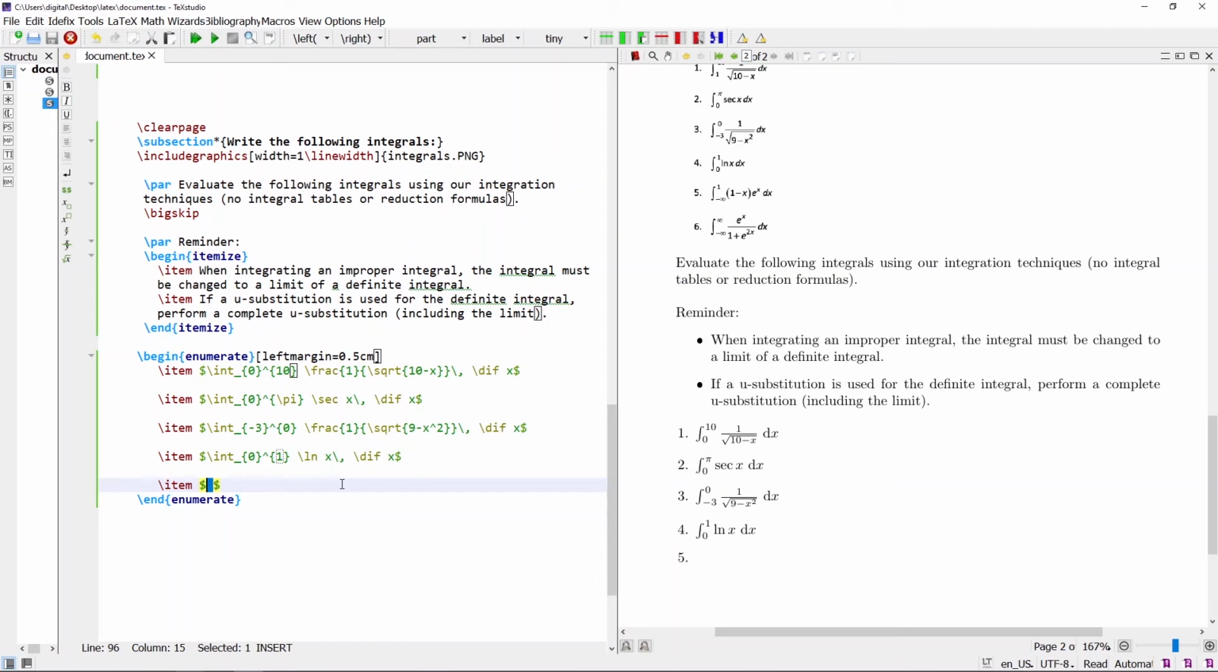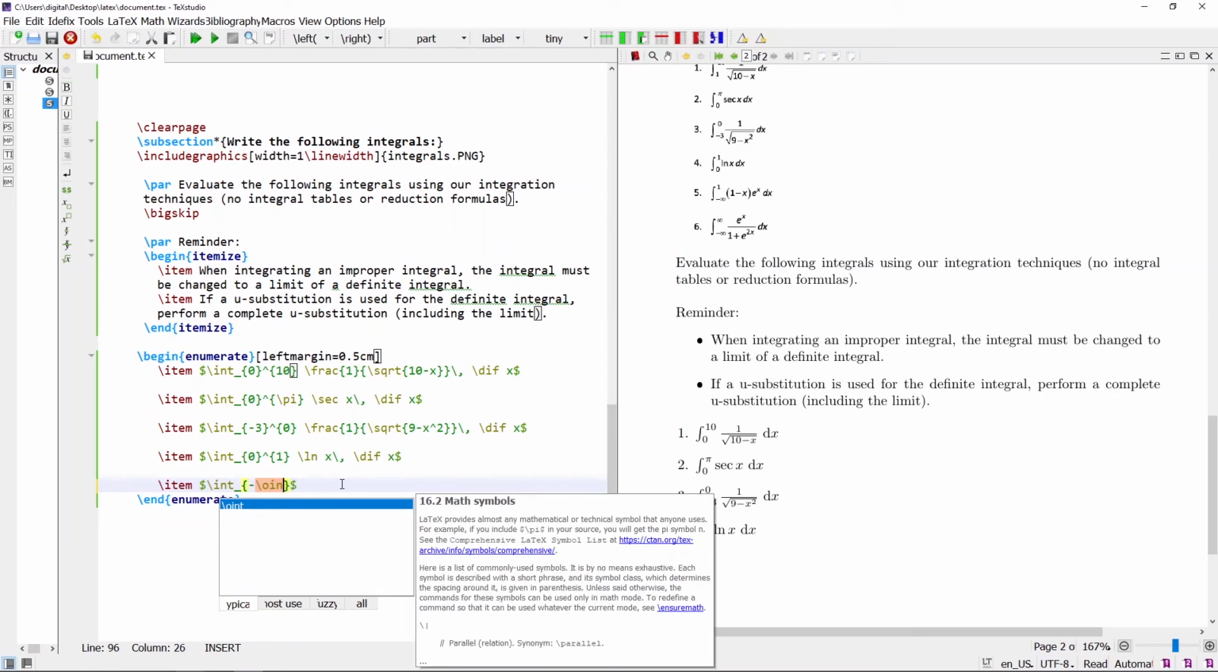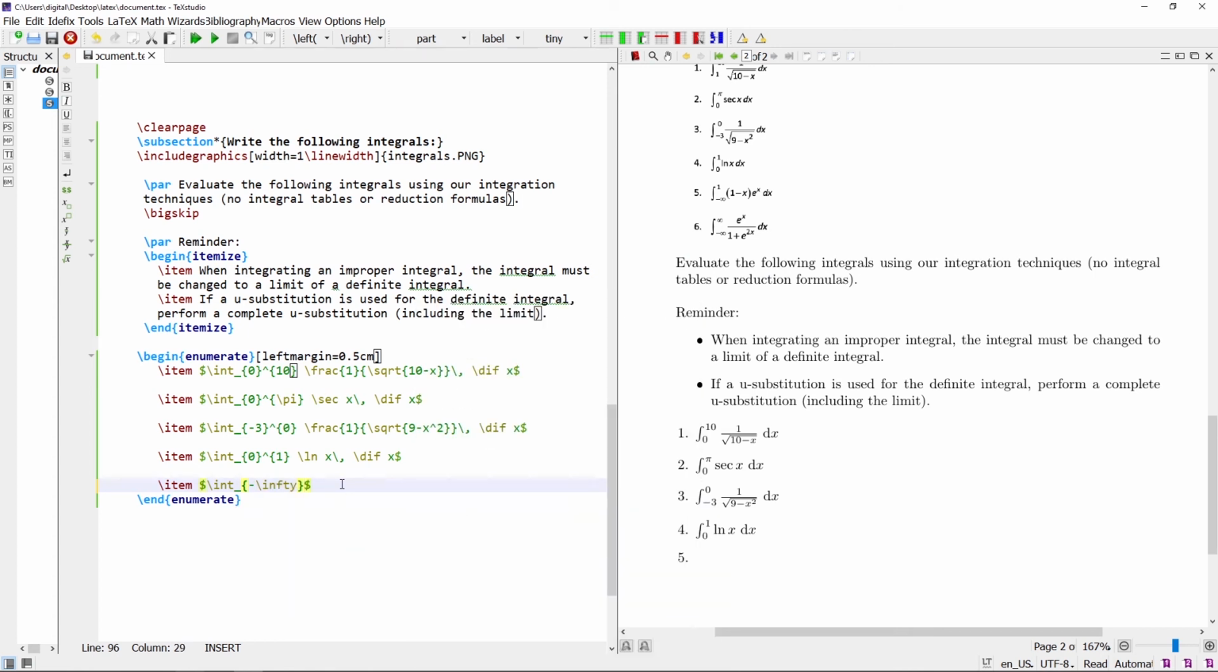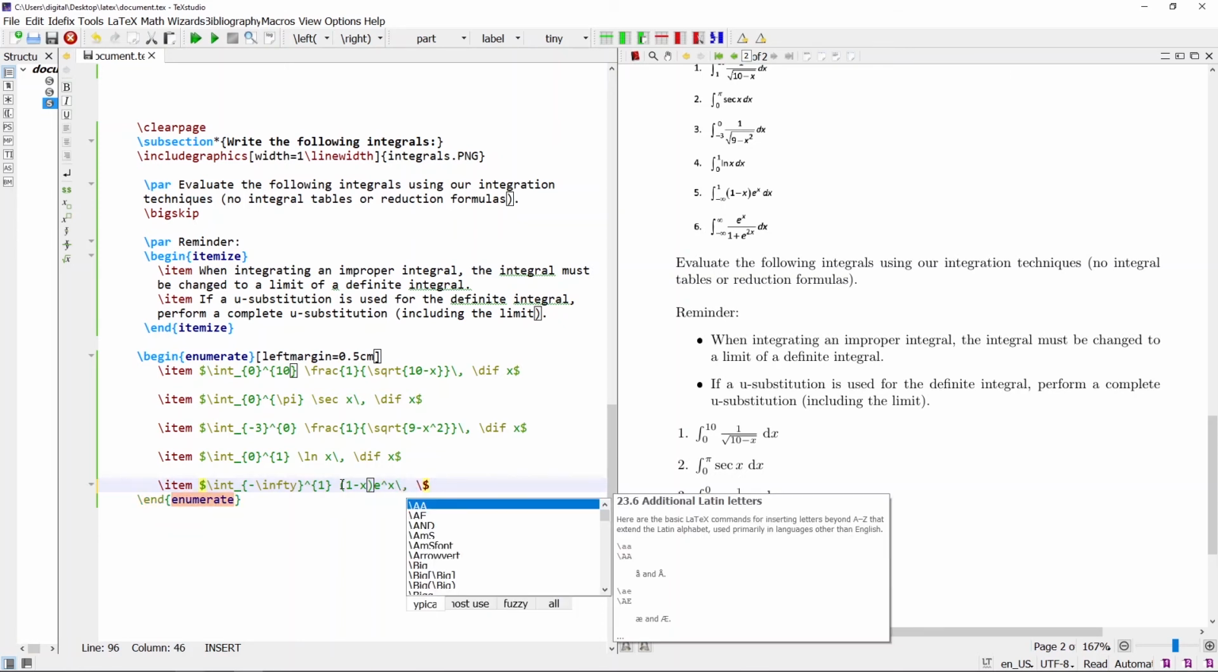The fifth integral is from minus infinity. The command for infinity is \infty. Infinity to 1, and 1 minus x times e power x, space and differential of x.